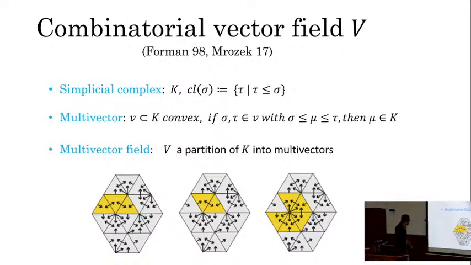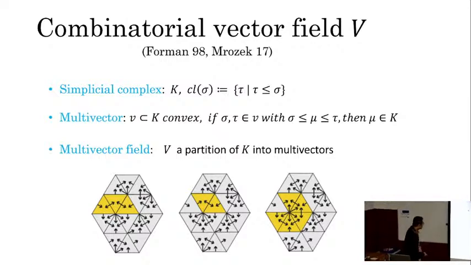So what does it mean? Let me just tell you. For example, let's take this. This is going to be a vector. A particular vector is a triangle, two edges, and this vertex. So I take the vertex, two edges, and the triangle as a multivector.